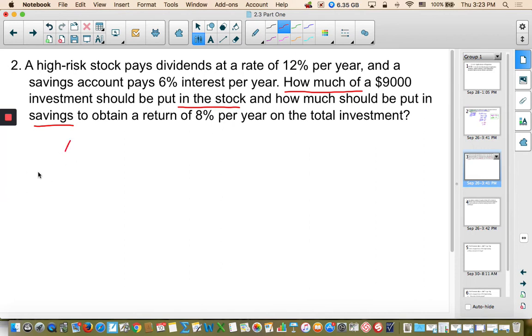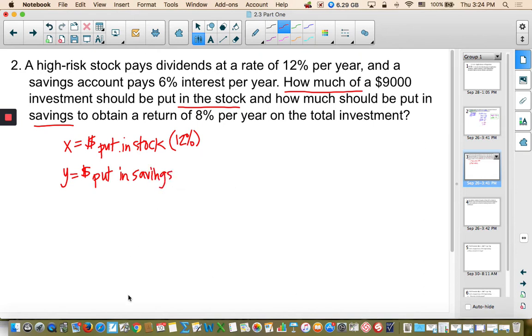So we're going to say that X stands for the money we're going to put in stock, which, if you remember, the stock up here is the stock earns 12% per year. And we will say that Y is going to be the money that we put in the savings. When we start a word problem, we generally want to figure out what is it we're trying to find, right? What are our variables going to stand for? If we remember up here, the savings gets 8%.